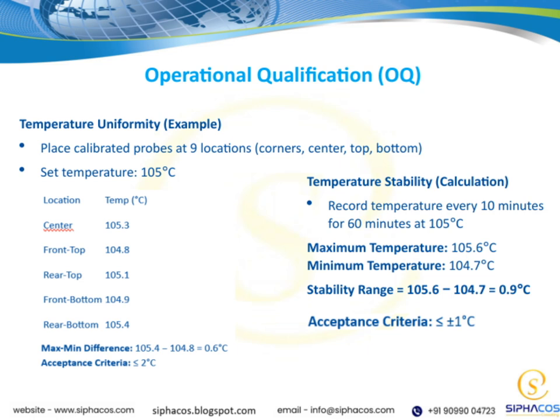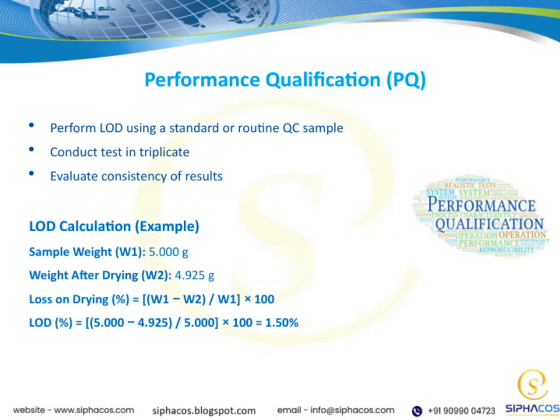processes. Now, let's talk about performance qualification, or PQ for short. This step involves performing the limit of detection, or LOD, test using a standard or routine quality control sample. The idea here is to ensure our method is consistent and reliable over time. When conducting the test, it's important to do it in triplicate, meaning we run the test 3 times. This helps us evaluate the consistency of our results and confirms that our method performs as expected under routine conditions.